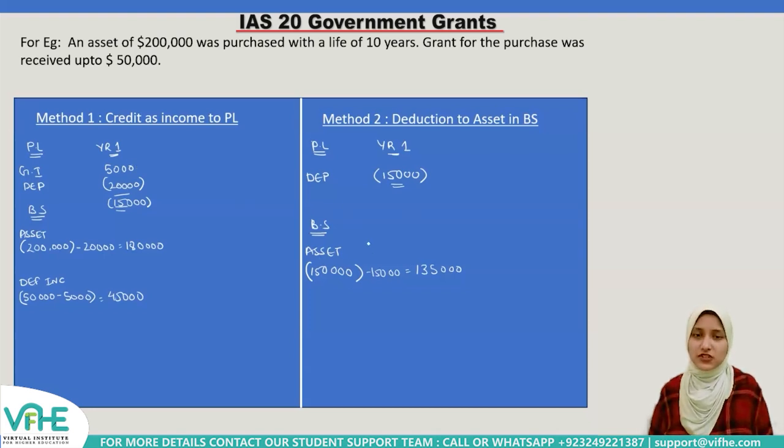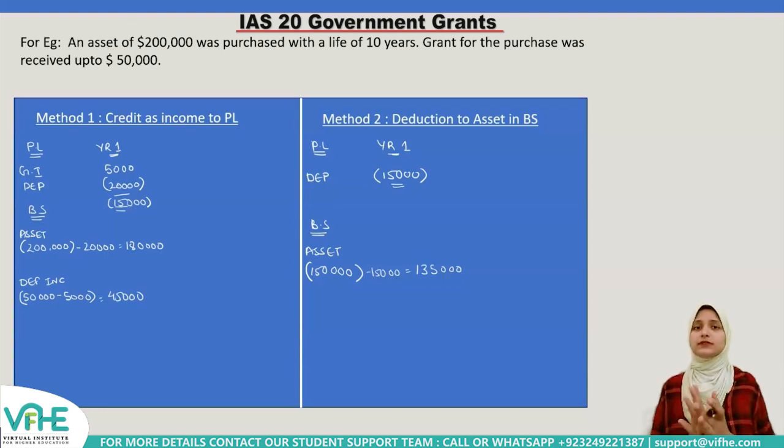And in the balance sheet as per method 2, I'm not showing any deferred income setup. It's just a reduced cost of the asset. So I have a reduced cost of 135. In method 1, I had an asset of 180 and a liability of 45. If I net the two items, I will still have 135. Okay. So this is how you will have your revenue grant and capital grant, and both the methods in revenue and capital are quite similar to a certain extent. So there's very little that we have to remember.